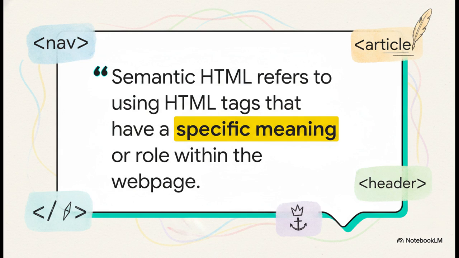Put simply, semantic HTML is all about choosing the right tool for the job. You wouldn't use a generic div box for your site's main navigation menu when there's literally a nav tag designed specifically for that purpose, right? It's all about giving your content meaning that browsers and search engines can actually understand.